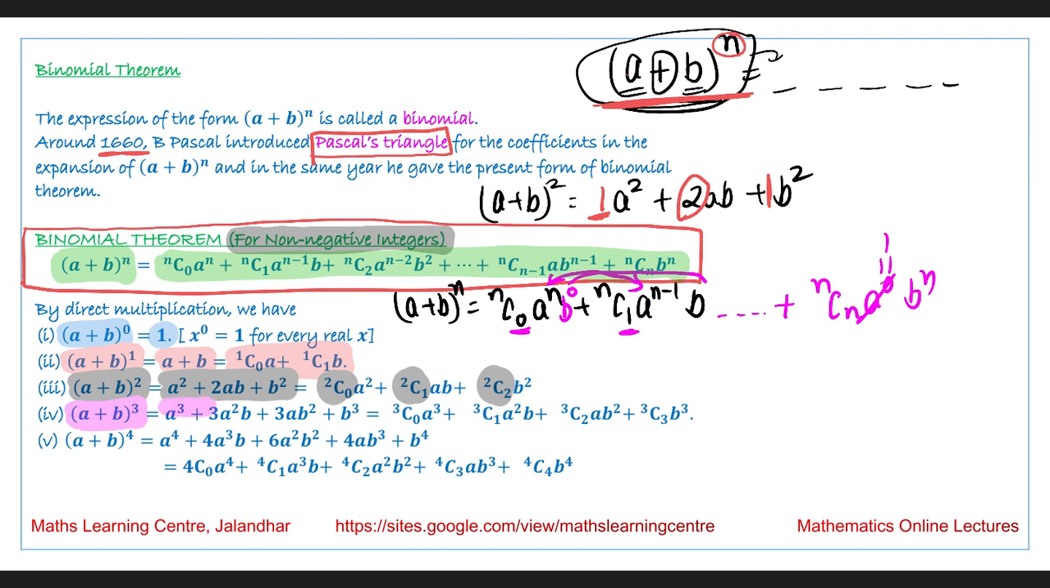If we open this term, it is a cube plus 3a square b plus 3ab square plus b cube. So for this term, 1 is there, we can write it as 3C0. Next it is 3, which is 3C1. Then it is again 3, which is 3C2, and this term is 3C3. These coefficients are called the binomial coefficients, and they are given by the Pascal triangle.